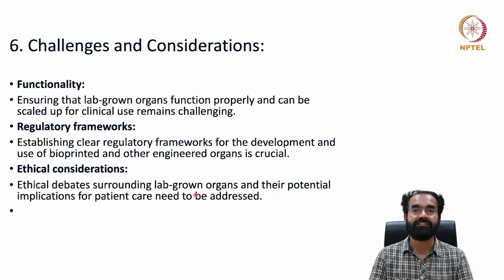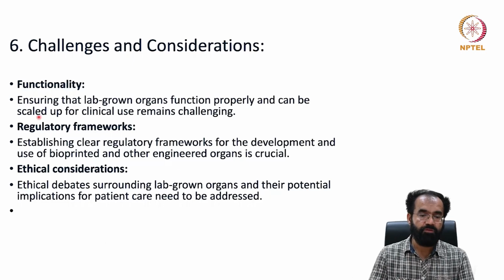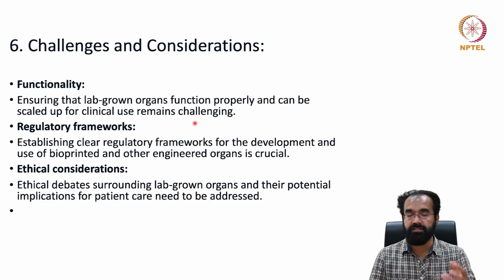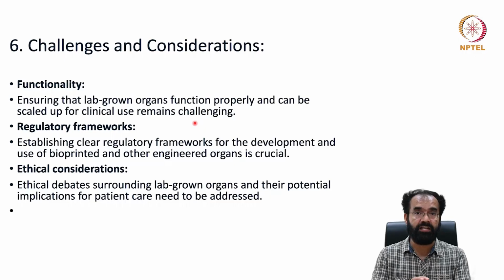Let us see what the challenges and considerations are that need to be kept in mind. One is functionality. Ensuring that lab-grown organs function properly and can be scaled up for clinical use remains very challenging, because like there is a saying, the cow in the book will not eat grass. So although you have made an ideal organ, if it has not been integrated functionally, not because of immune rejection but because its structure is not made properly, so that the neuronal connection and the blood vascular connection are not ideally linked, then that organ will not have a future. And the regulatory network.